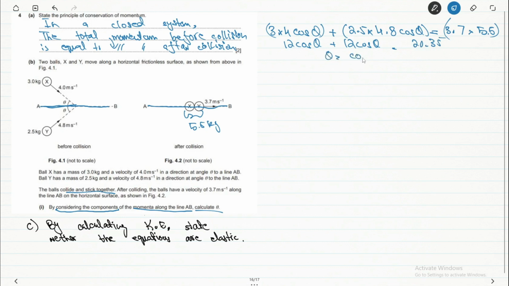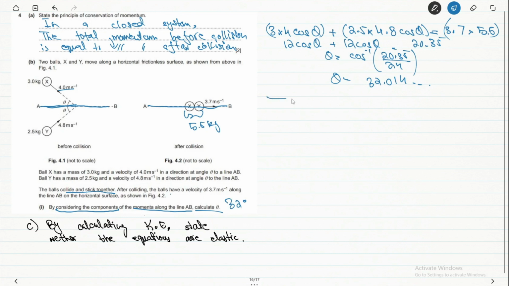Now theta becomes cos inverse of 20.35 divided by 24. Just solve this. I'm just skipping a step here. So the answer becomes somewhere close to 32.014 and something, right? Now the answer you can give in 1 or 2 significant figures, so let's just write 32 degrees here as our answer.